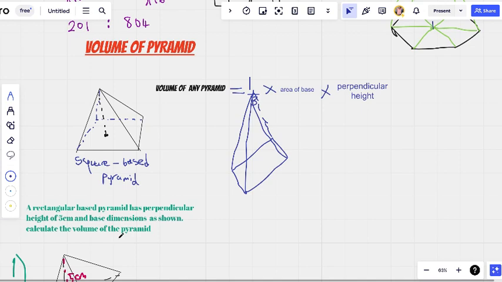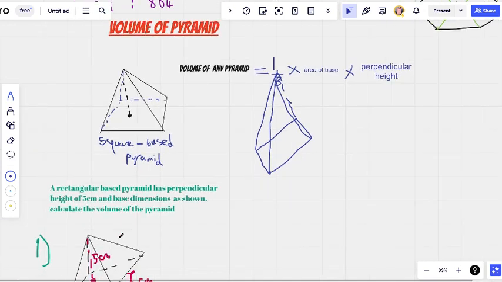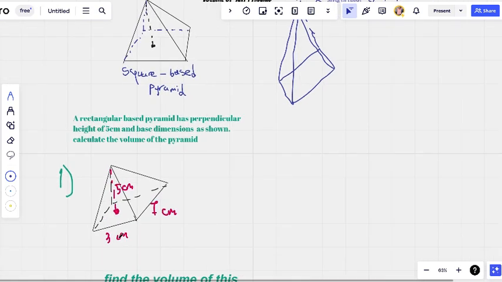Now let's take a look at this first question. Question number 1. A rectangular base pyramid has a perpendicular height of 5 centimeters and a base dimension as shown. Calculate the volume of the pyramid. Sometimes they also ask us to calculate the surface area of each face of the pyramid. We're going to look at that.